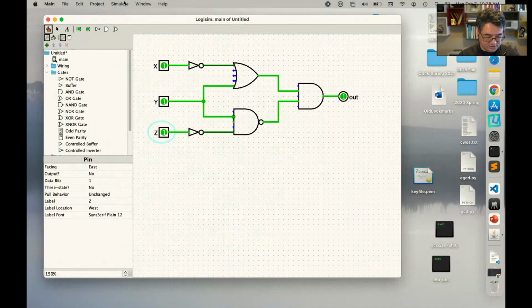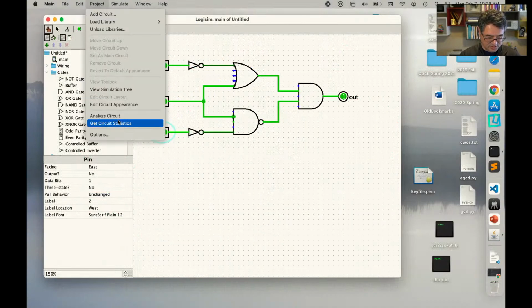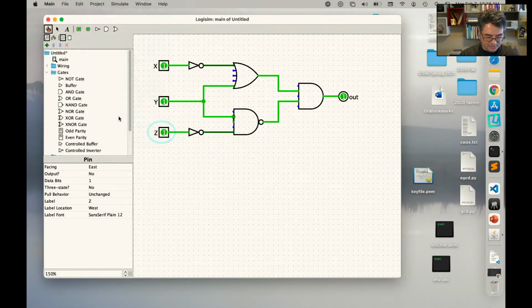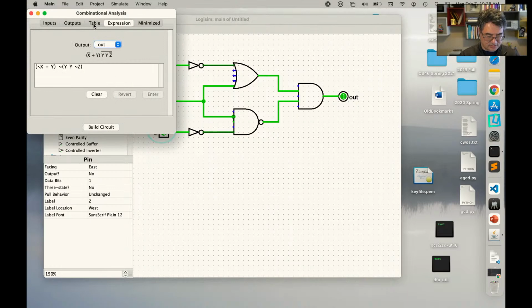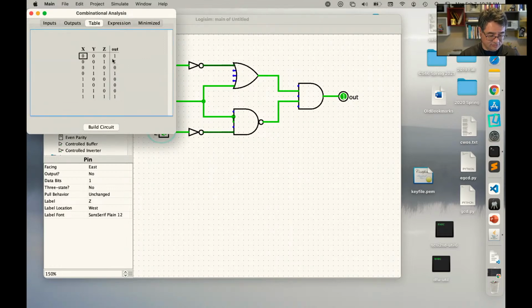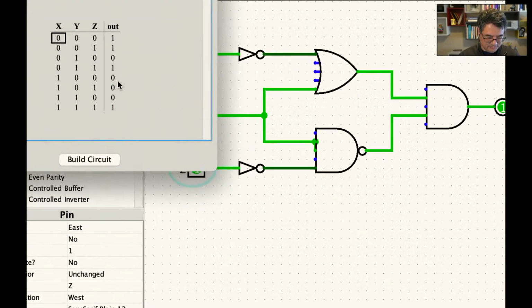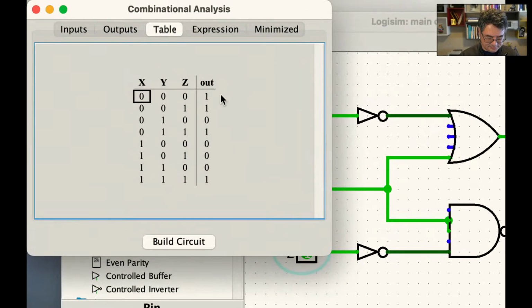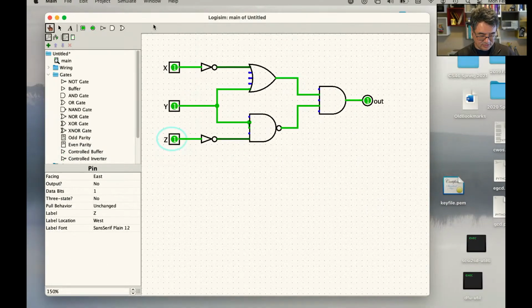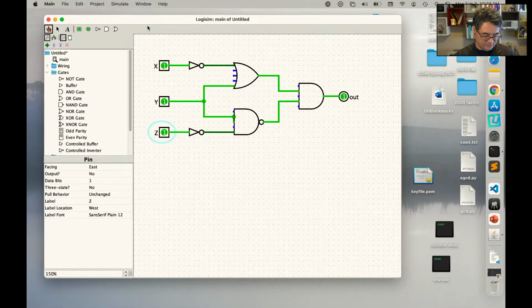And actually in Logisim, you can also say project analyze, and then table, and it produces the truth table for us. And this matches the table that we came up with doing this manually. So it does match. That's good. That means my notes are correct.